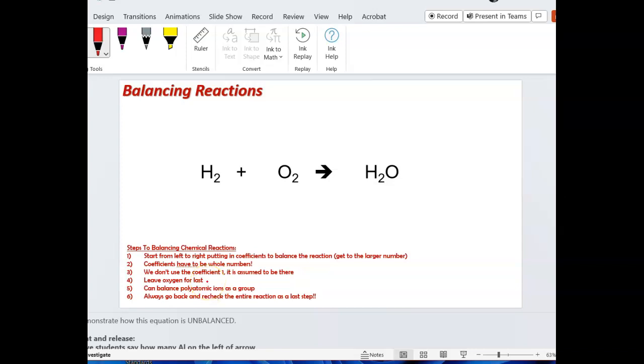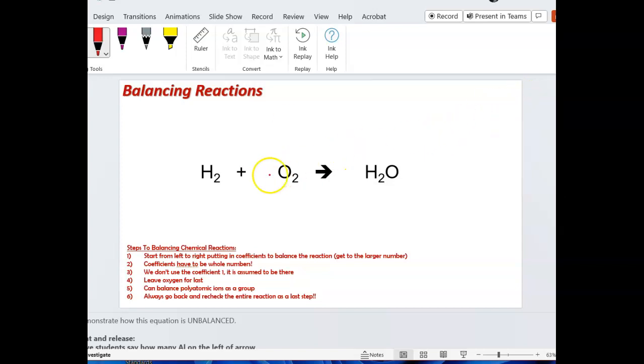In combustion reactions especially, save oxygen for last. It's just a strategy. You can balance polyatomic ions as a group. Again, just a strategy, so optional. And like I said on the last slide, always go back and double check the entire reaction, because as you're balancing, you may fix one element and mess up another.